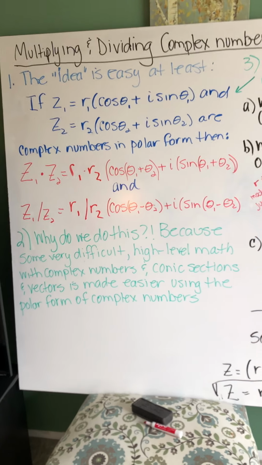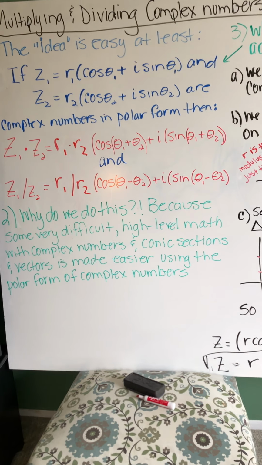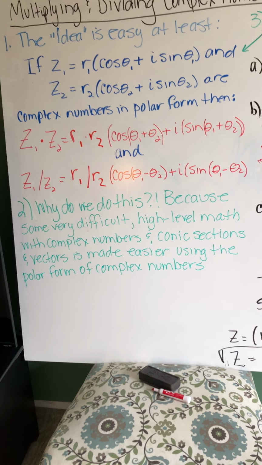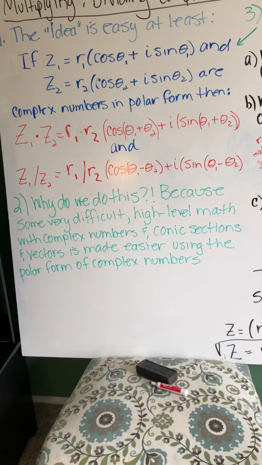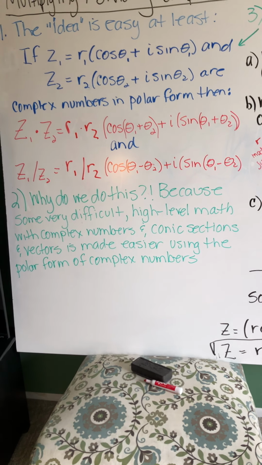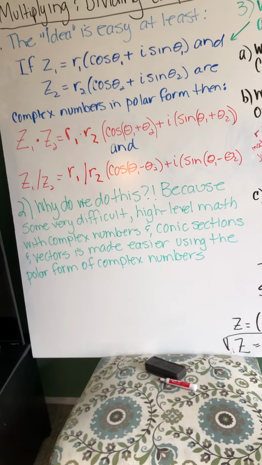If you want to multiply the two complex numbers, it's just you multiply the two r's, and for the cosine and sine, you just add the two angles. And then if you want to divide the complex numbers, it is just you divide the r's, we'll talk about what those are, and you subtract the angle measures. Okay, so easy math. But number 2 in green, why? Why do we do this?